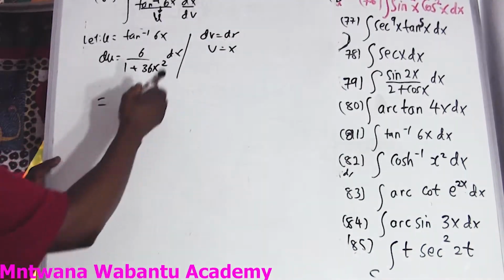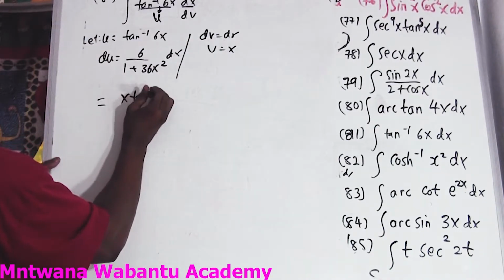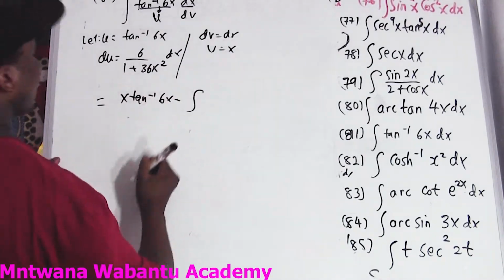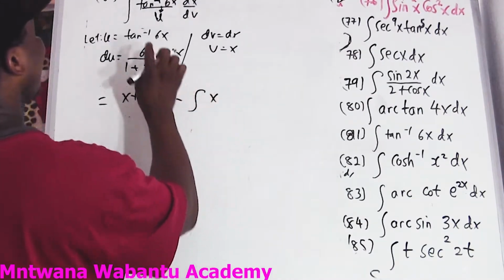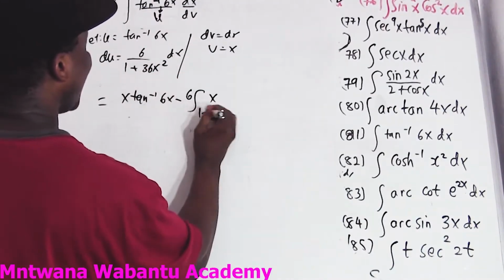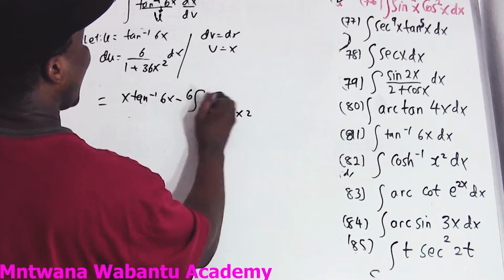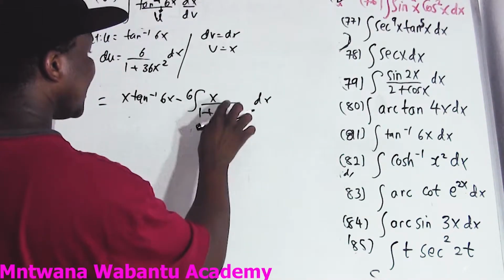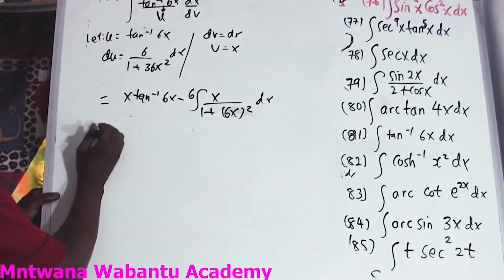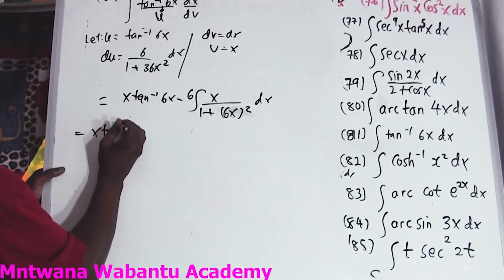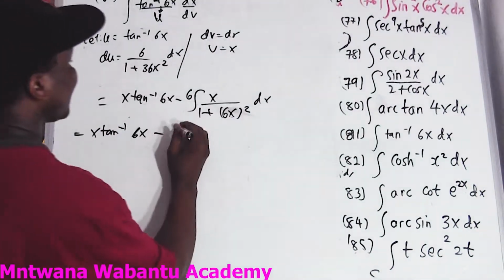Now let's substitute u and v. What is the u? This and this: x tan inverse of 6x minus... Okay, now v is x, multiplied by 6. The 6 is going to go to the back, and then right here plus 6x squared dx. So this is like 6x squared.